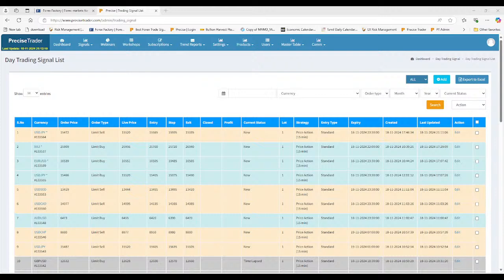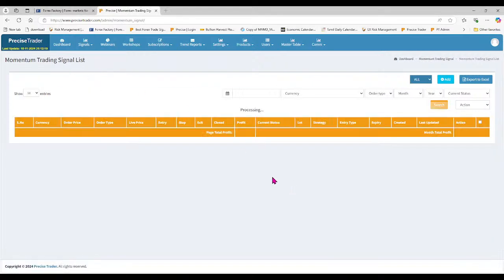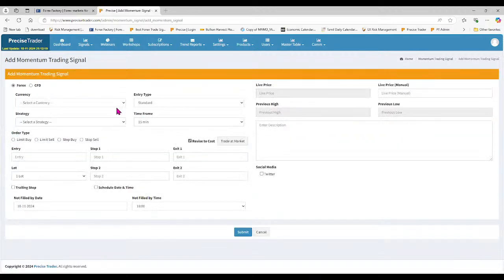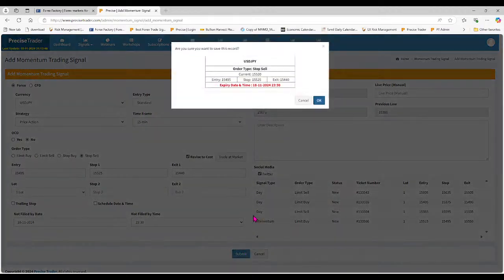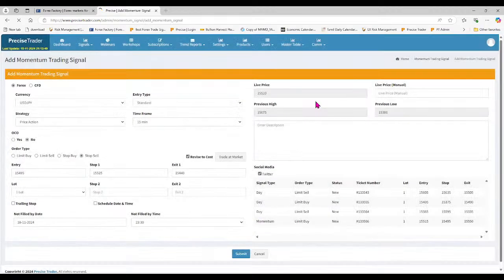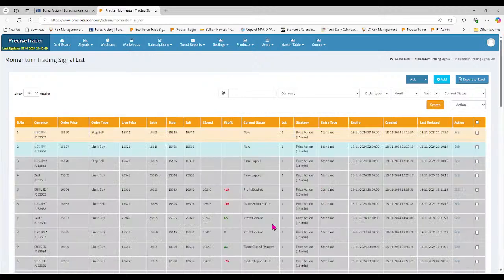The profit should be at 40. So we have another trade we are trying to give. This is a stop sell at 154.95, with stop 155.25 and TP 154.40. We can give time until 23:30 or higher. So we have the trade plan.